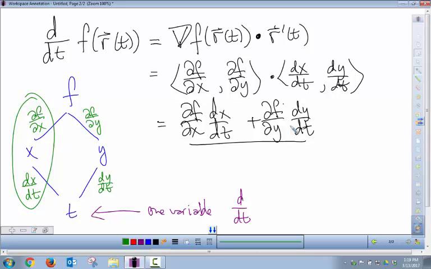So let's do that example, that one drawing that we saw earlier.